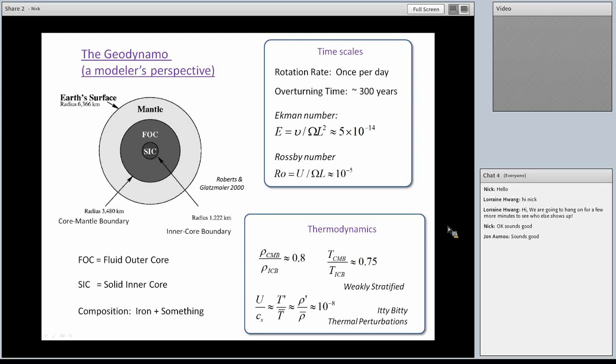If you look at the thermodynamics of the system, what you see is that the density doesn't actually vary very much across this fluid outer core, something like 20%, and similarly so for the temperature, so it's weakly stratified. And your flow speeds and also your thermodynamic perturbations relative to the background state are very small, something like 10 to the minus 8.